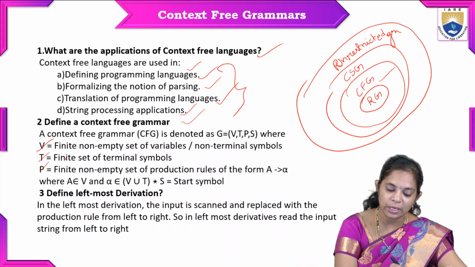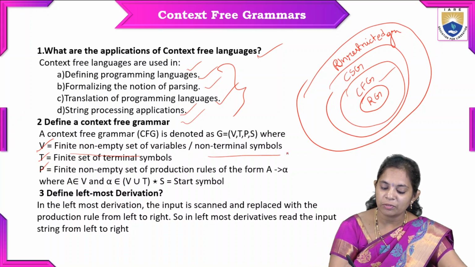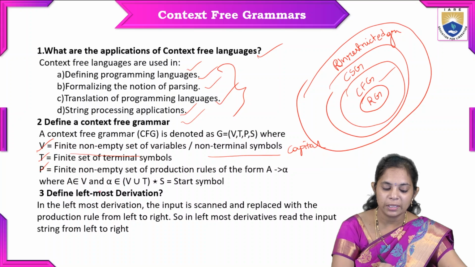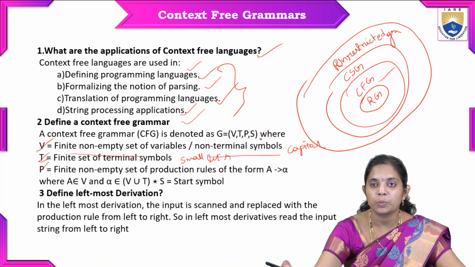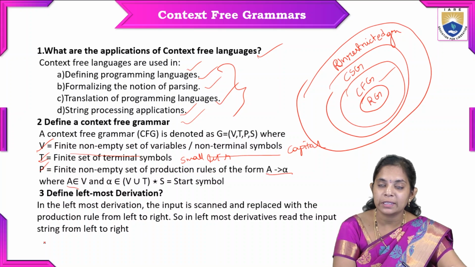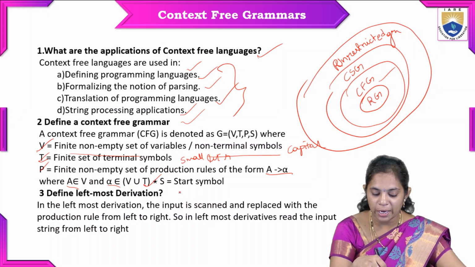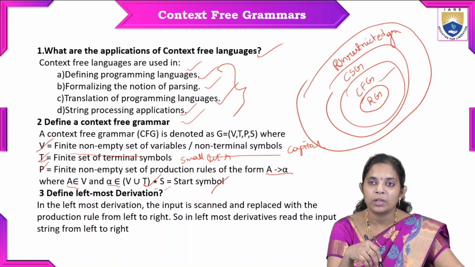V is a finite non-empty set of variables, which are generally represented with capital letters. T is the terminals, which are represented with small letters. And P is the production. Productions are in this form: A tends to alpha. Here A is a variable, and alpha is a combination of variables and terminals. And S is the start symbol. So these are the four things we need to observe in the context-free grammar.